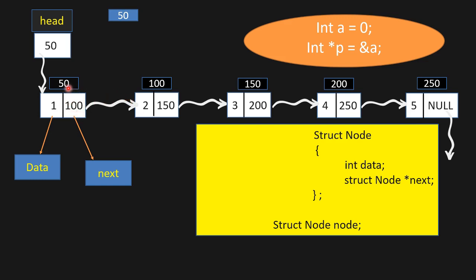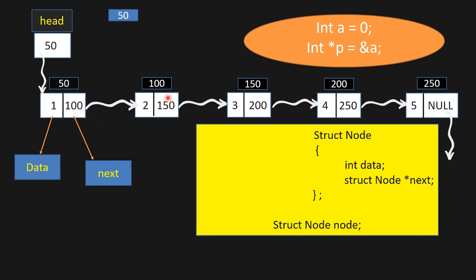Do note that 50, 100, 150, 200 and 250 are the addresses of these nodes. That means the address of this whole node is 50, this node is 100, this node is 150, and so on, and for this node it is 250. To link all these 5 nodes, we need to store the address of the next node in the second half of the previous node. This is the first node, this is the second node. If you want to make the link, you need to store the address of this node, which is 100, into the next part of this node.